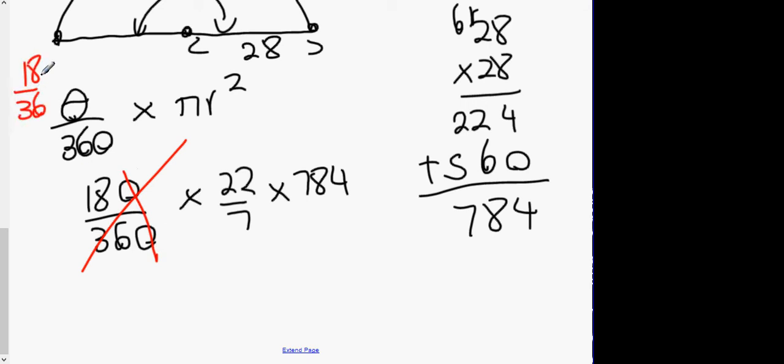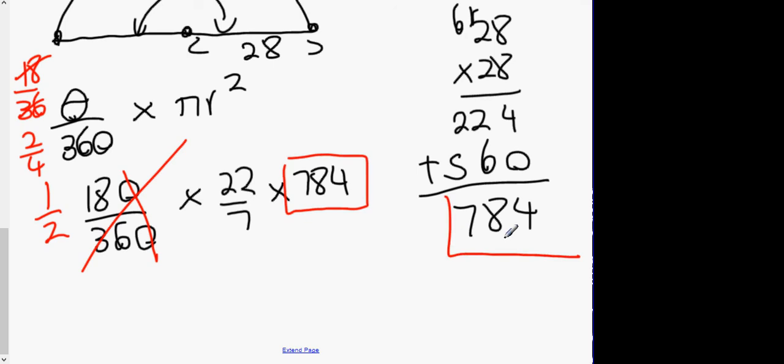And what divides into 18 and 36? 9. 9 will do that, and then you end up with 2 over 4. And what will divide into 2 of them? 2. Then you get a half, okay? So you'll get there. Just keep dividing by an even number and you'll get there. Now, what would be really, really convenient? If the 7 divided into the 784. Let's find out if it does.